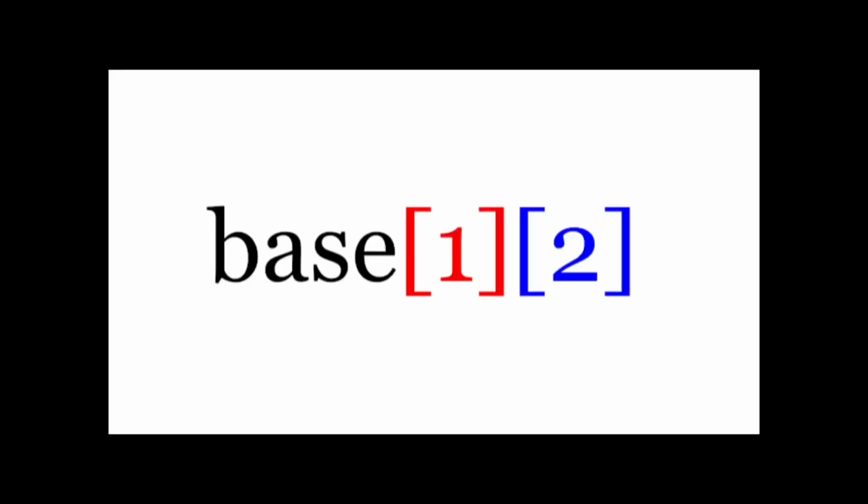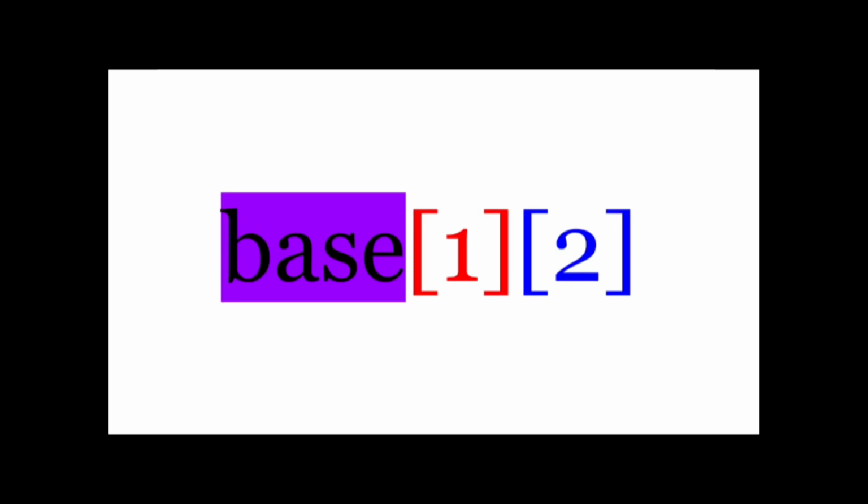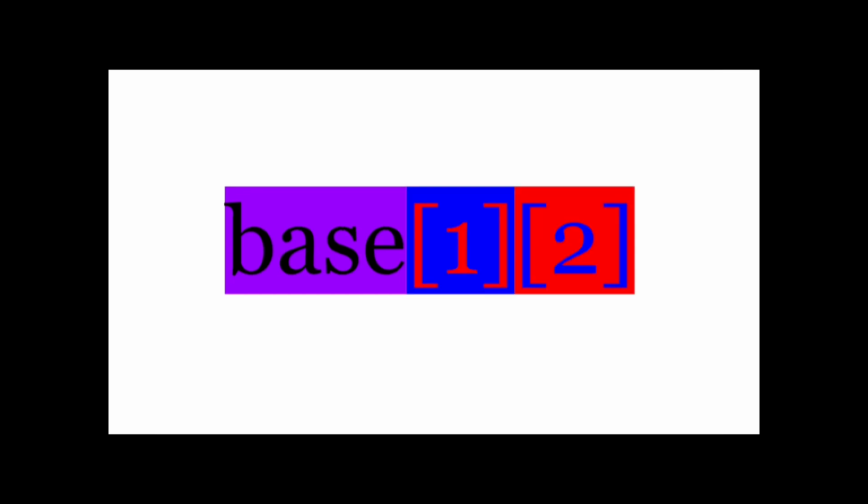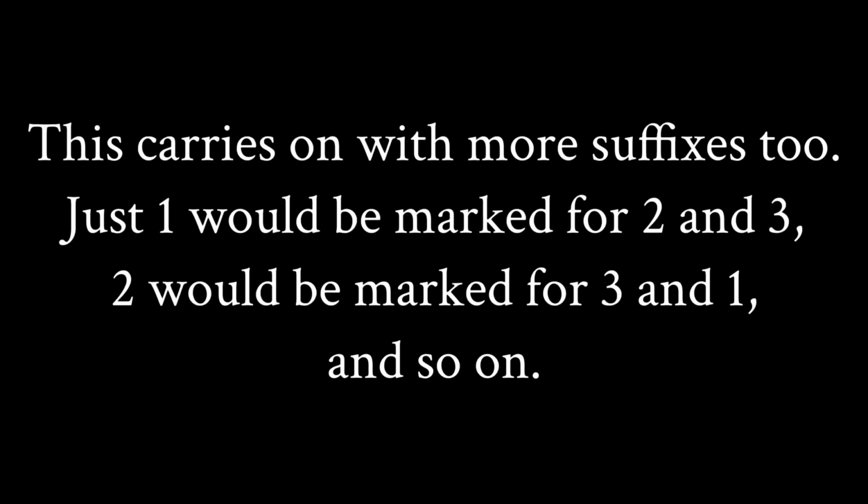Now let's say a word has 2 suffixes. The base word will be mutated for the first suffix and then the second suffix, but the first suffix itself will be mutated for the second suffix, and the second suffix itself will be mutated for what the first suffix marks. This also carries on if there are more than 2 suffixes, just 1 would get marked for 2 and 3, and 2 would get marked for 3 and 1, and so on.